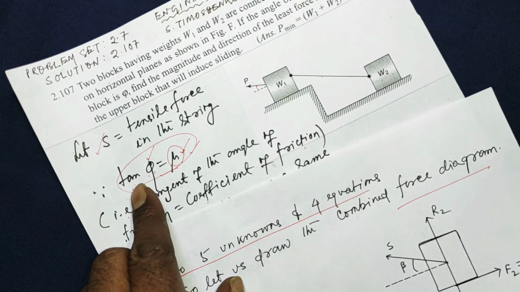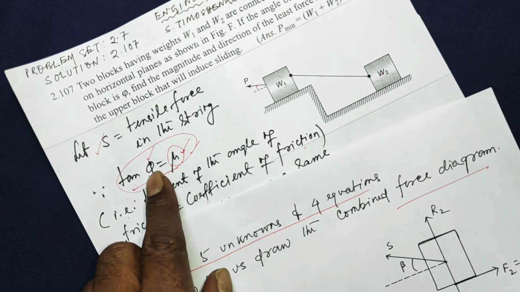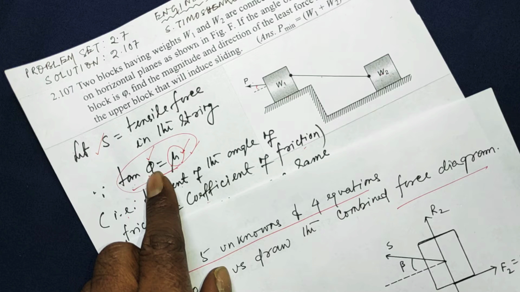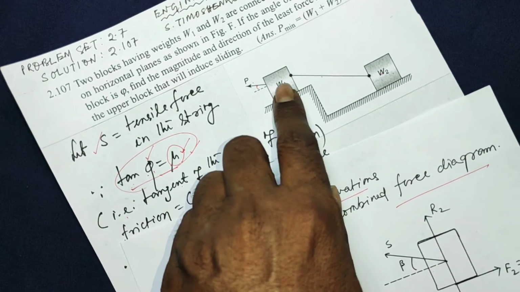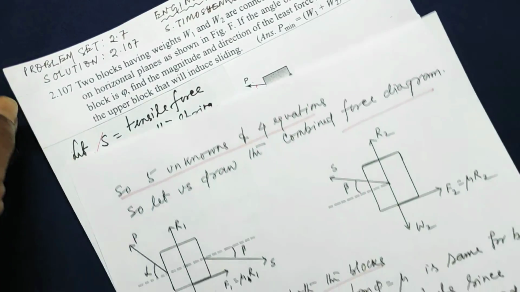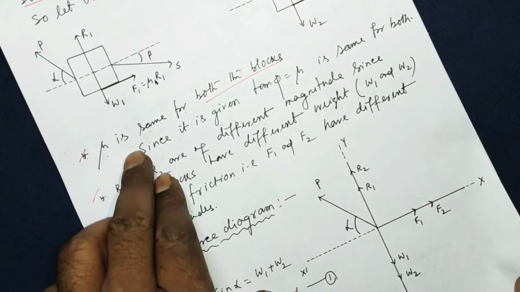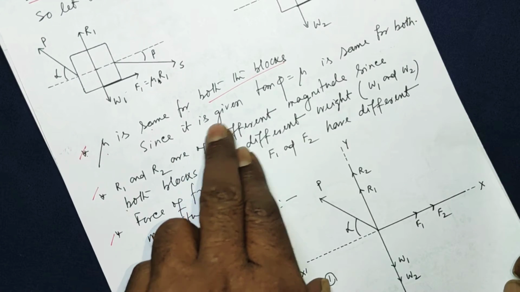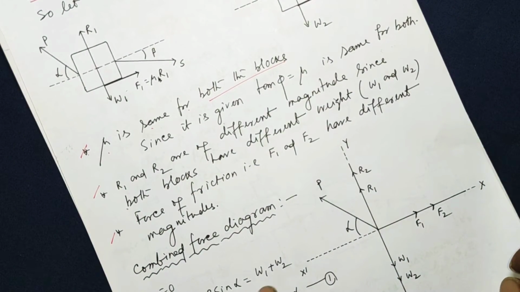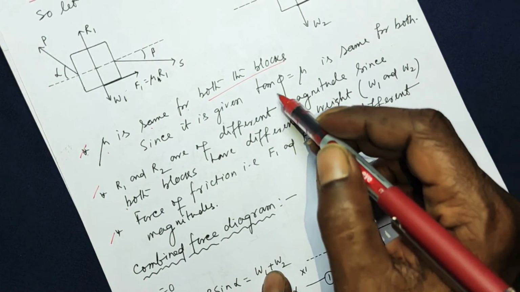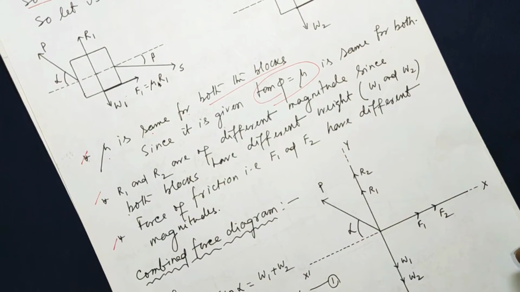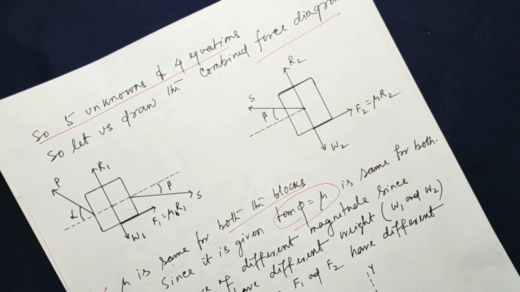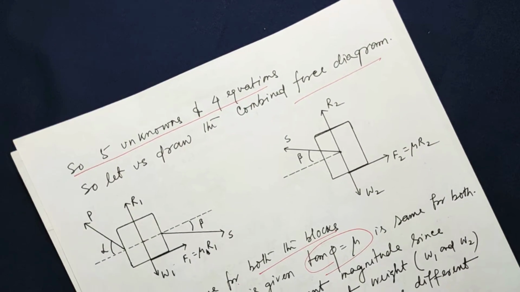Because it is given that for both the blocks the angle of friction is the same, tan phi is the same, that is mu. Therefore, mu is the same for both the blocks, W1 and W2.